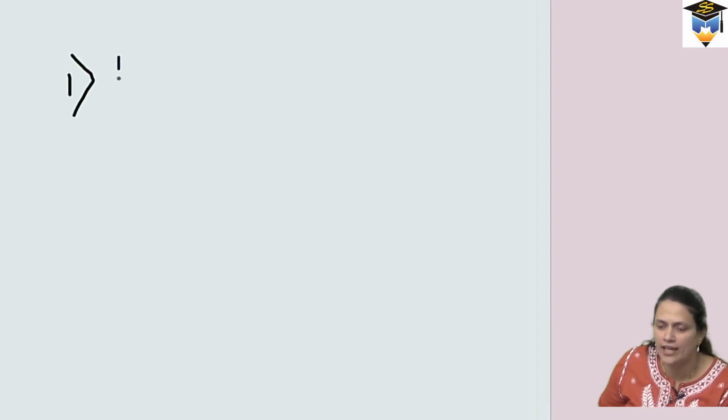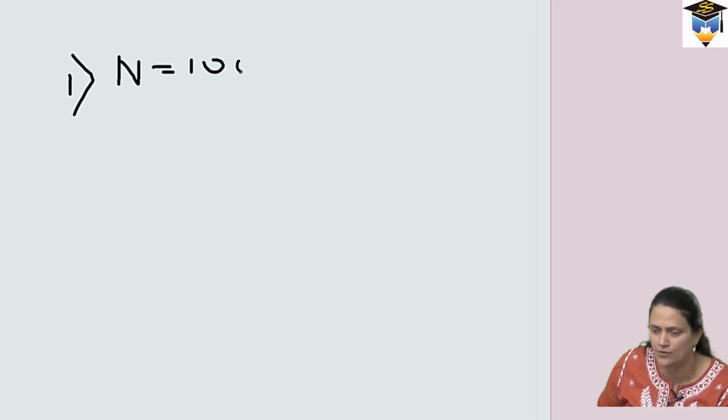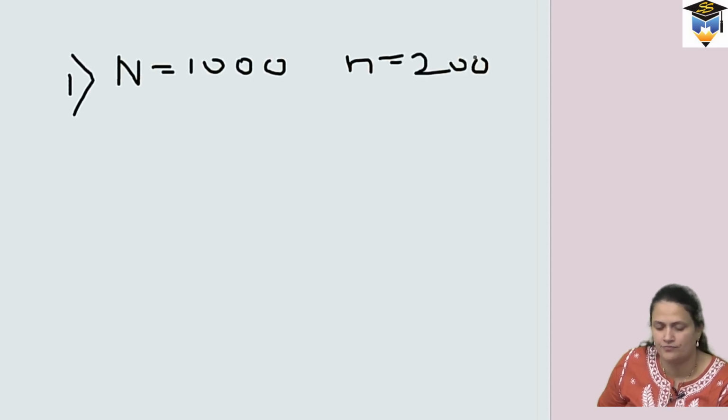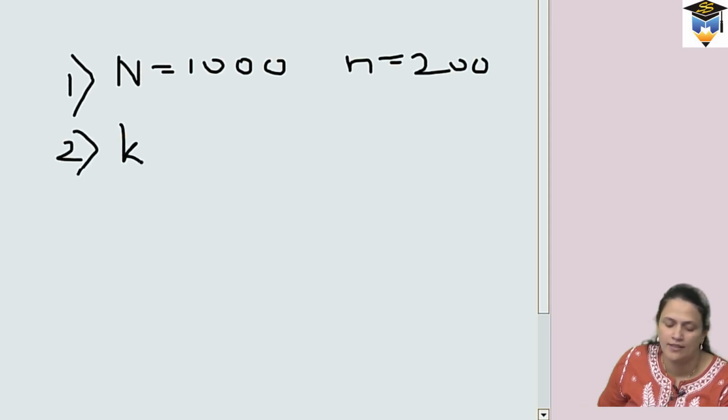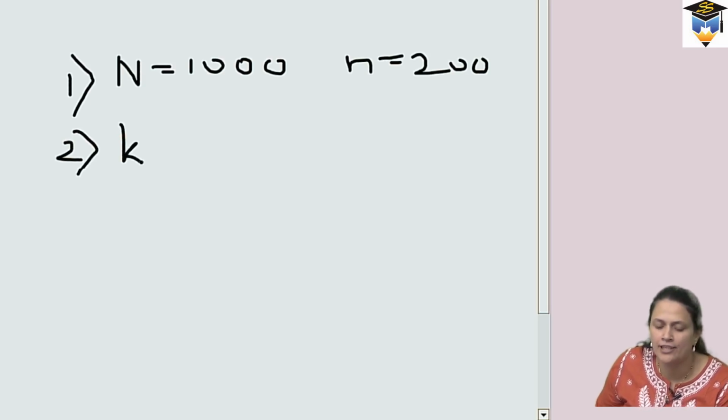So now what will be our N? In our case, 1,000. And what is the value of small n? So sample size is defined as 200. Next step, calculate the sampling interval K.